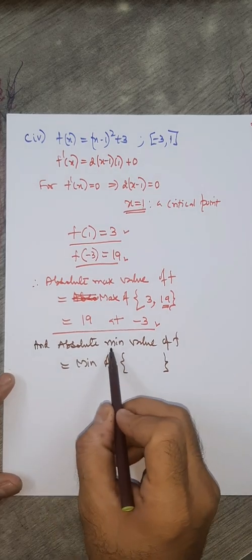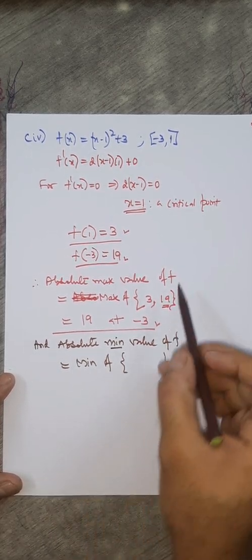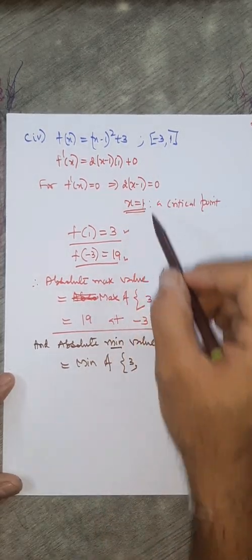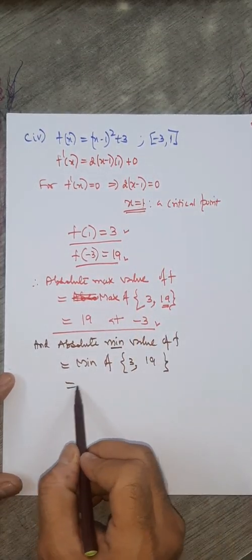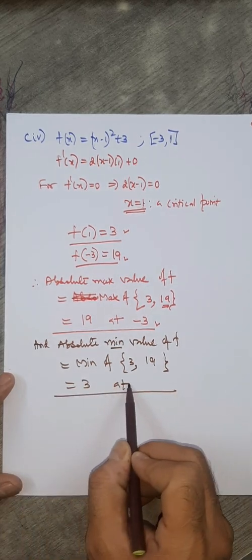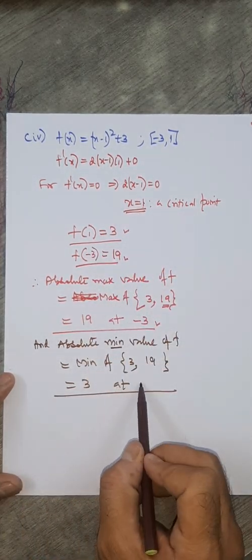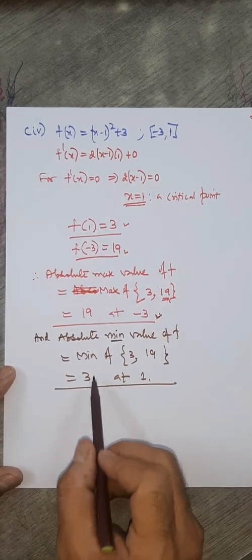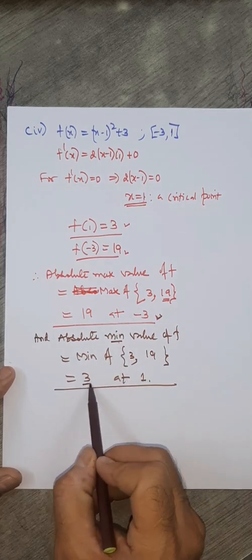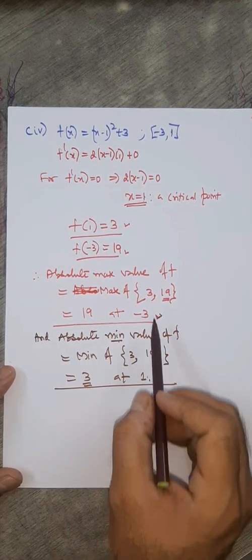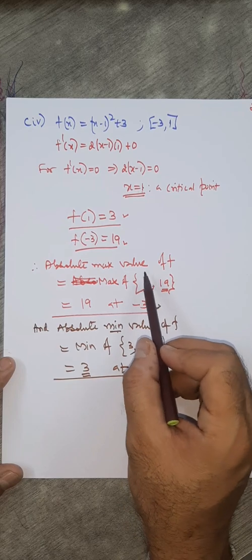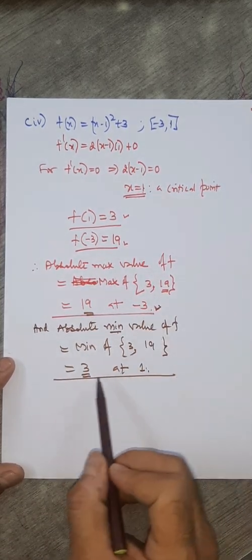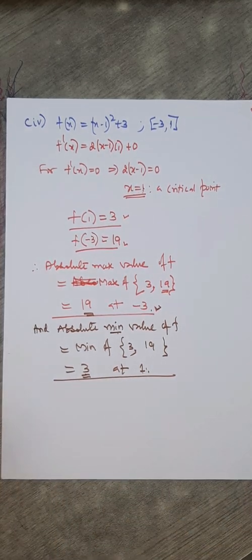Okay, so the absolute minimum value of f is the minimum of the turning point, that is 3, and the 2 endpoints. Here the same endpoint you are having, so 19, so which will be 3. And where is it obtained? That 3 is obtained at 1, right, over here. Fine, so the absolute maximum is 19, which is obtained at minus 3, and the absolute minimum is 3, which is obtained at 1.